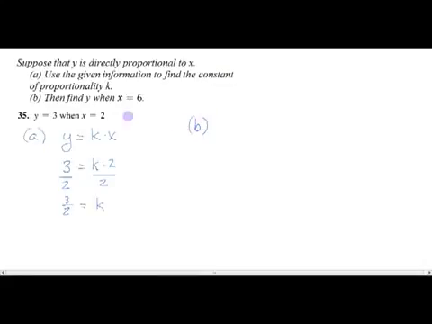Part B asks us to find y when x equals 6. So our model is y equals 3/2, our k, times x. And if we're finding y when x equals 6, we just need to put a 6 in for our x. When we do that, we see that the 2 cancels 6 3 times, and y equals 9.